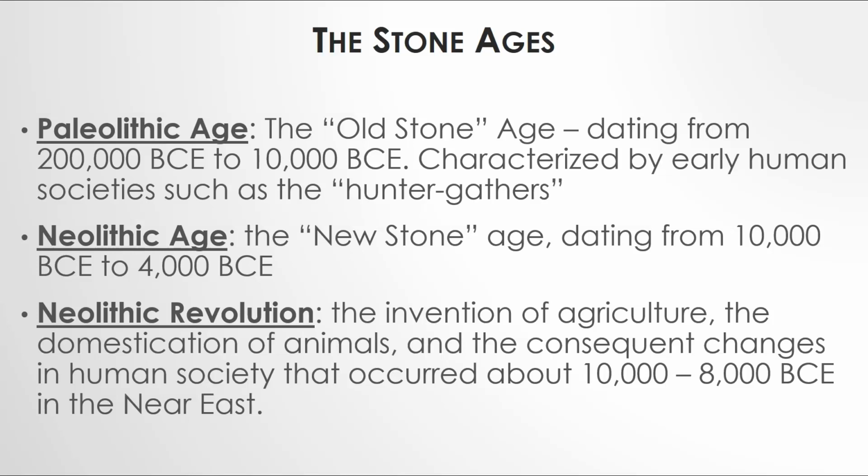Eventually, agriculture will spread or be invented across the globe in different areas. In the Americas, we're talking about anywhere around 6,000 to 5,000 BCE. So clearly later than this, but that's what the Neolithic Revolution is: the invention of agriculture, domesticating animals, and the changes in human society that occurred. And it did change, right?